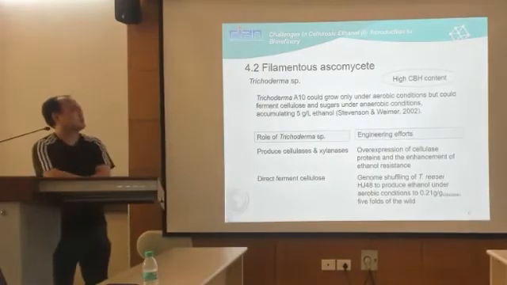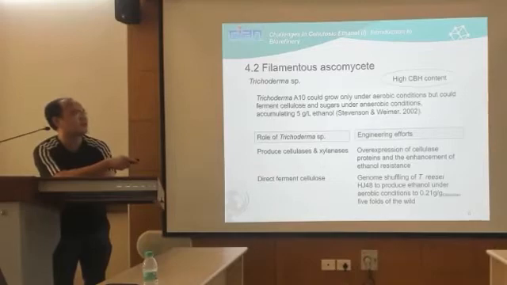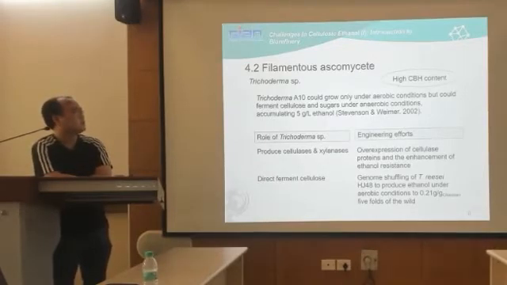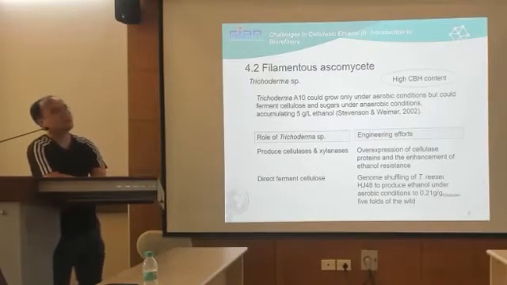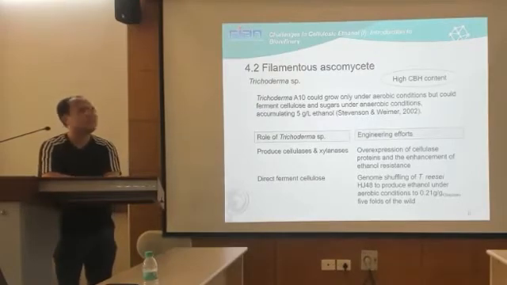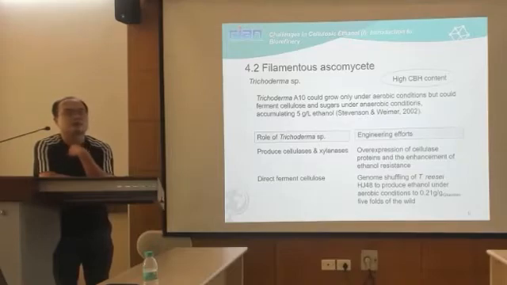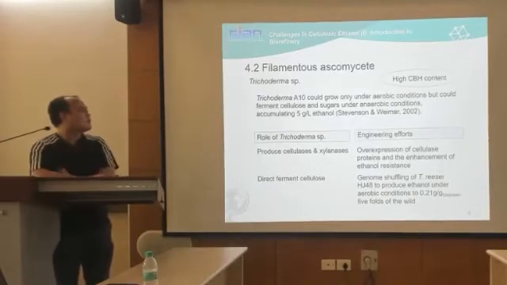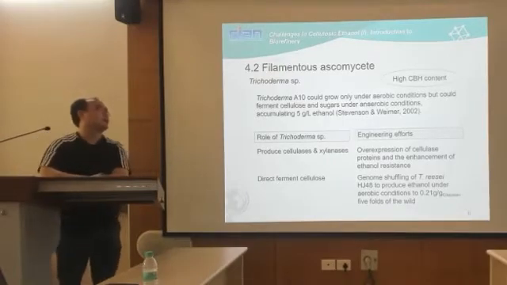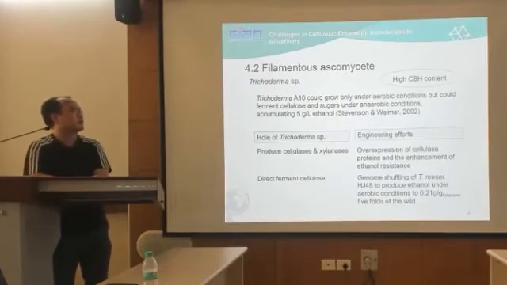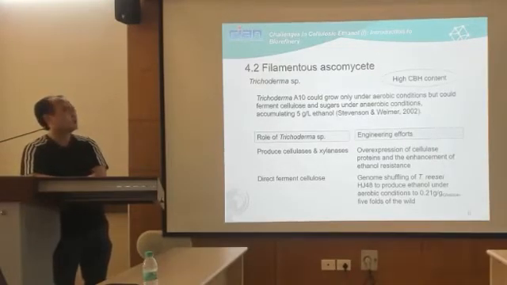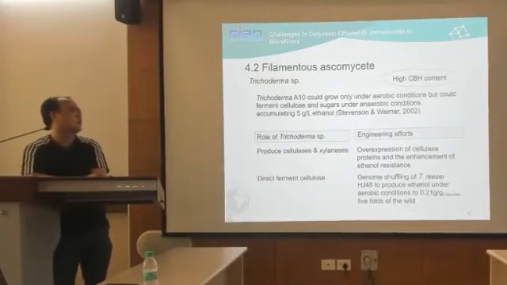Let's see the Trichoderma first. Trichoderma cellulase has a very high CBH content, especially Trichoderma reesei. The CBH content is very high. It is important for the complete digestion of biomass cellulose. The strain A10 could grow only under aerobic conditions, but it could ferment cellulose and sugars under anaerobic conditions. This strain is special. It can be used to do fermentation under anaerobic conditions. It accumulates 5 grams per liter ethanol. It is a very low level. It means its ethanol tolerance is poor.